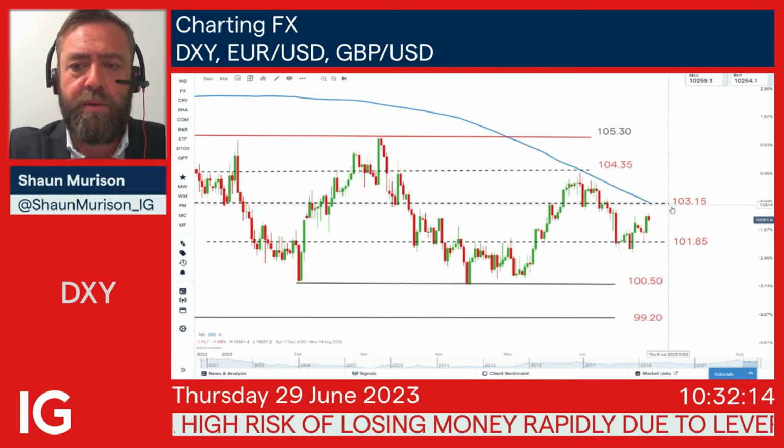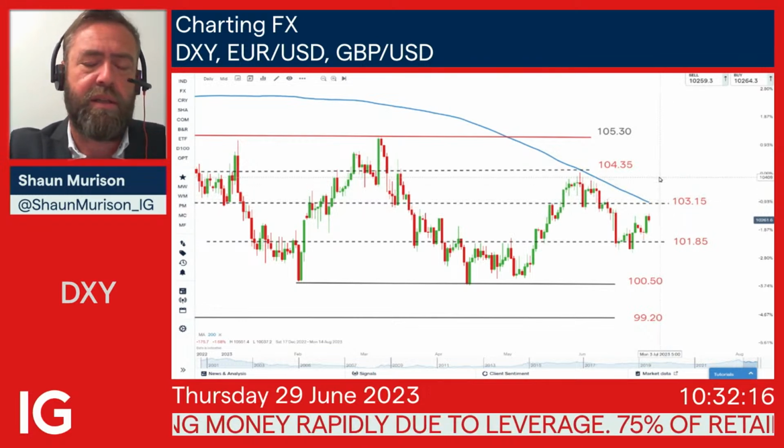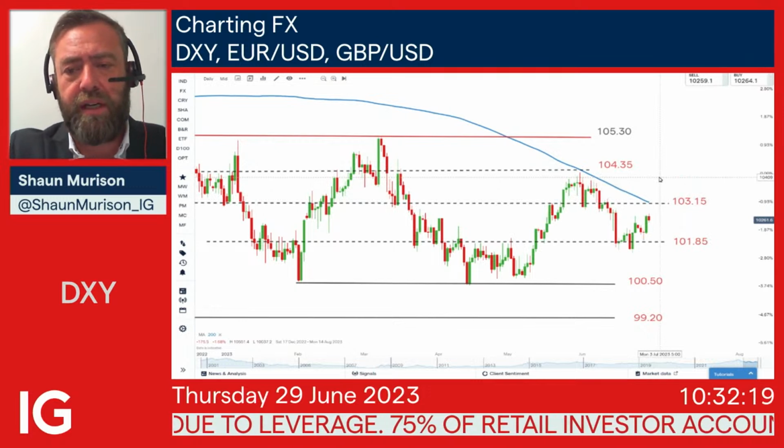And if we do get a break above 103.15, then our next level of resistance is sitting somewhere at about 104.35.